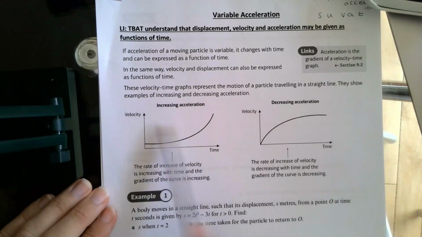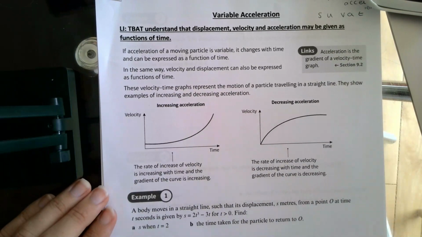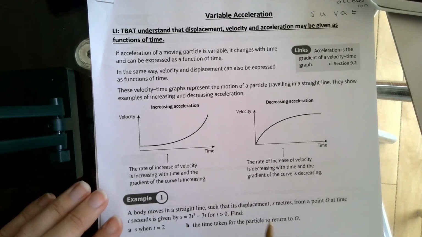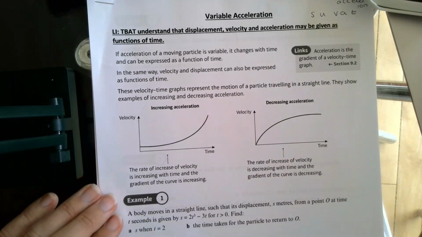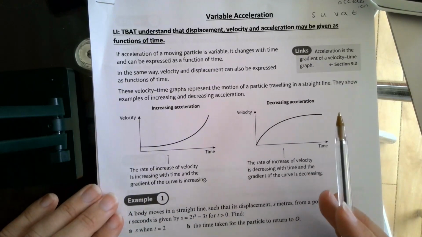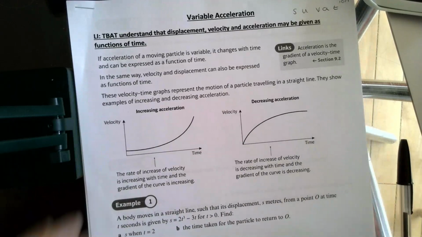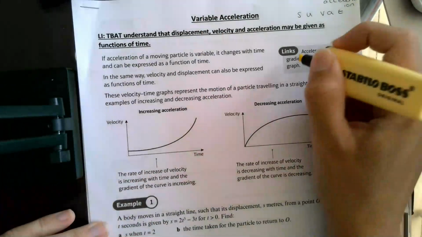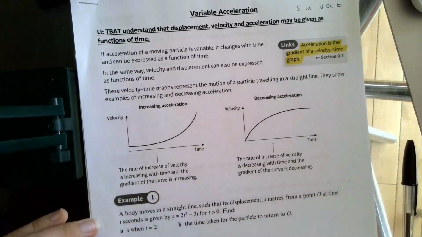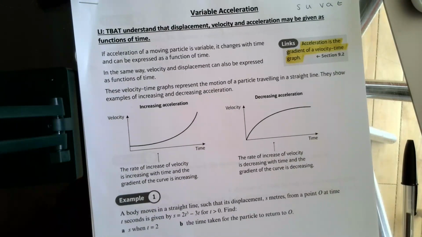So here we've got some velocity time graphs, and when we looked at velocity time graphs in chapter 9, we looked at ones where there's only straight lines involved. However, clearly here, we can see they're not just straight lines. And if you remember, back in chapter 9, we said that it was the gradient of a velocity time graph that tells us the acceleration. So acceleration is the gradient of a velocity time graph.